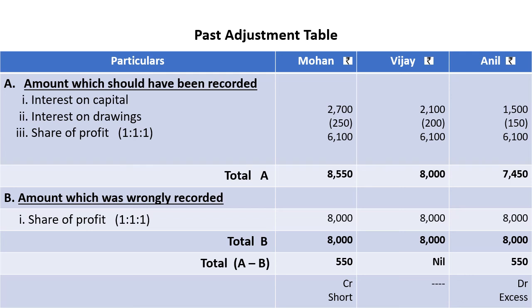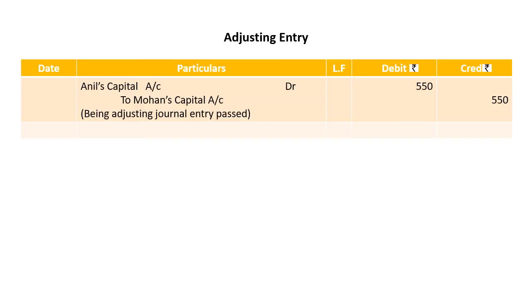So in this way we have to find out which partner has got excess and which partner has got less amount. Then we have to make the adjusting entry. Look at the adjusting entry. Anil's capital account debit to Mohan's capital account 550. From Anil we have to give it to Mohan 550 because he is getting excess amount and Mohan is getting shortage amount. So debit the partner who received excess and credit the partner who received shortage. So in this way we have to make the adjusting entry also.